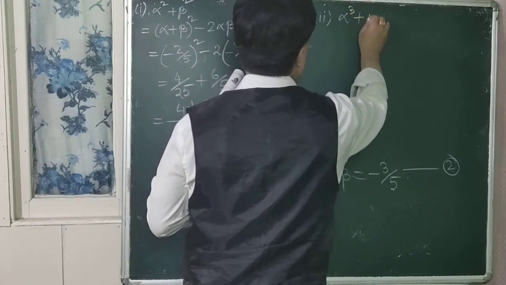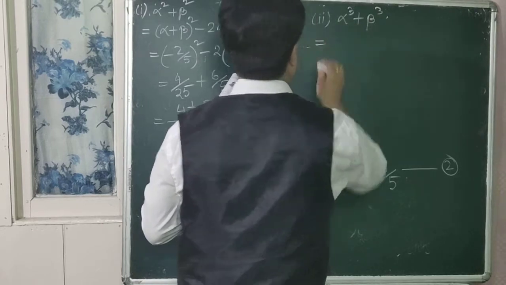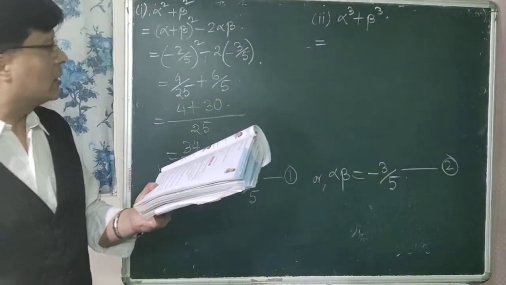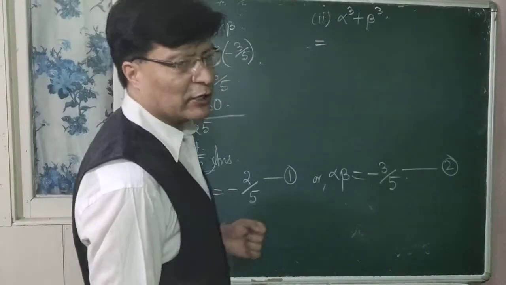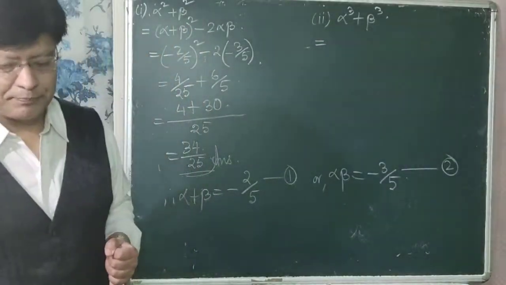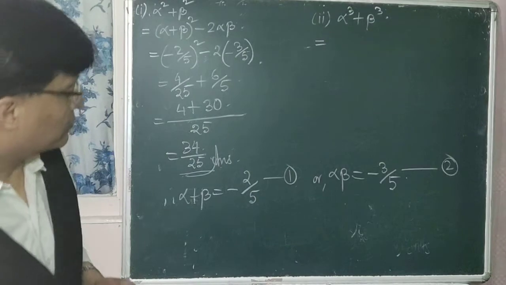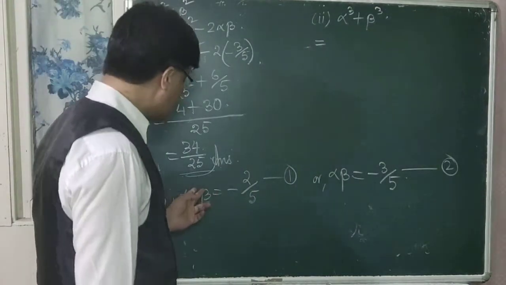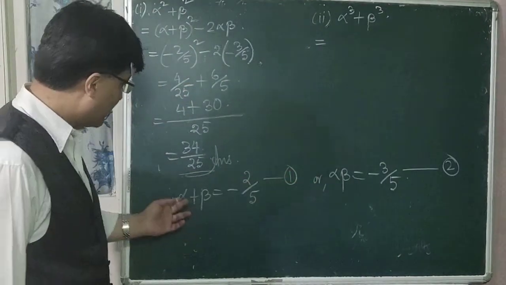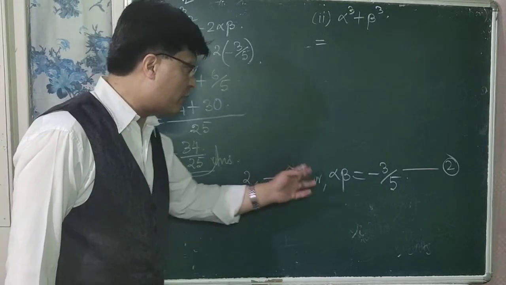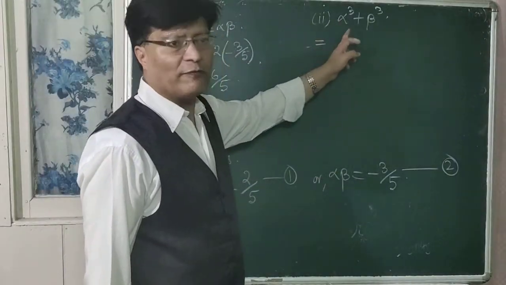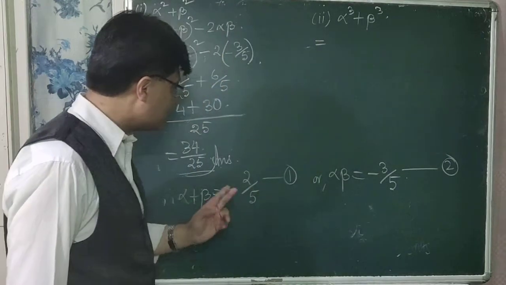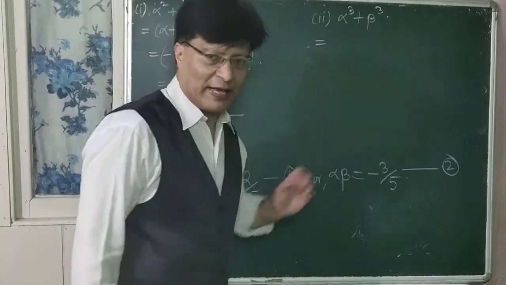Alpha cube plus beta cube, which is equal to, now let's do this problem. So you have to get the value for alpha cube plus beta cube, right? So now you have to use this same value. Alpha plus beta is equal to minus 2 by 5. Alpha beta is equal to minus 3 by 5. You have to get the value of alpha cube plus beta cube from the same, this value.